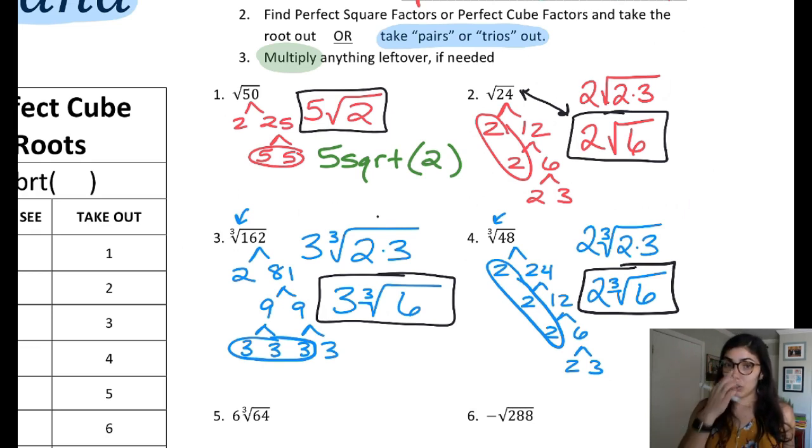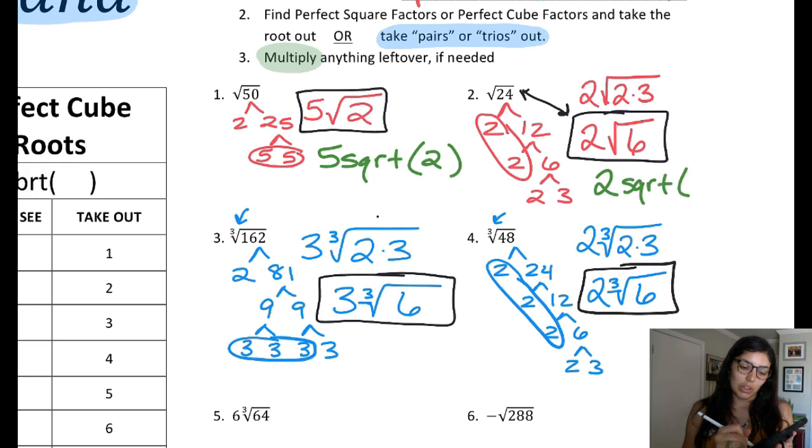If I were writing number 2 online, I would write 2 times the square root of 6. Do you see how that translates? The green is how I would write it in a computer for the boxed answer.